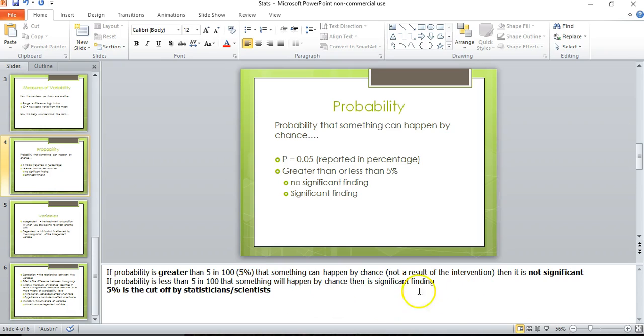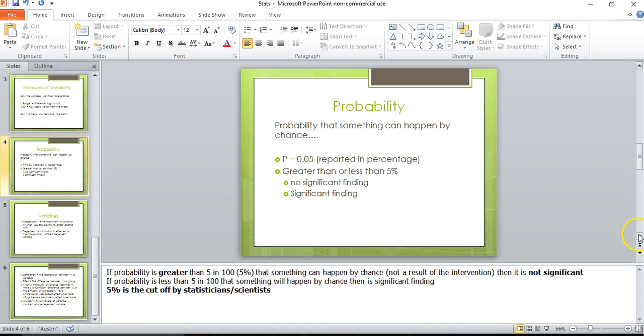And what that means is, again, the probability is talking about if it's greater than 5 in 100, that's talking about how many times the results that are reported in that study can happen by chance. So if you're saying 5%, then there's just a 5% chance that the results are completely random. Okay? That's why you want a smaller number there. So your cutoff is 0.05.